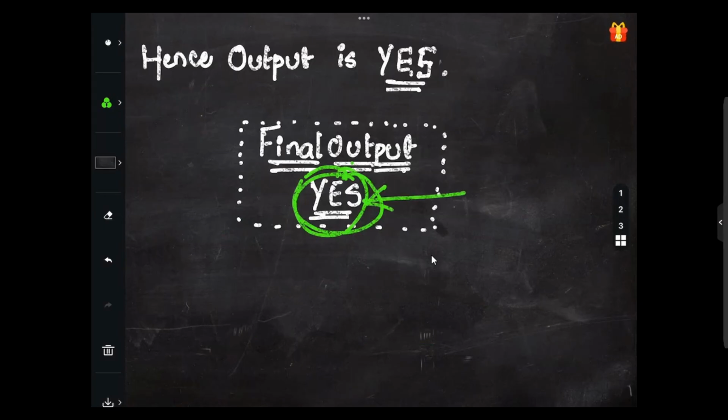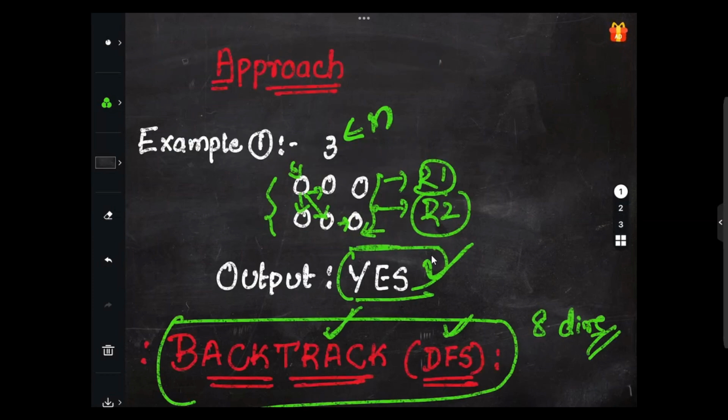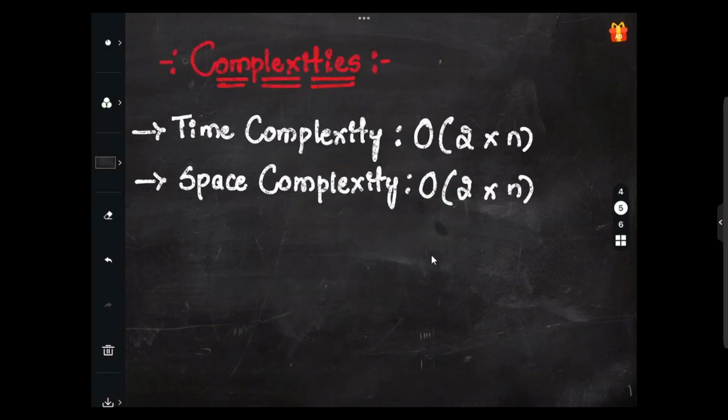The output that we got here is yes, which is equivalent to the output that they have mentioned for the input 1 in the example within the question, right? So our approach works absolutely correctly in this case, right? So now let's discuss the complexities very quickly.